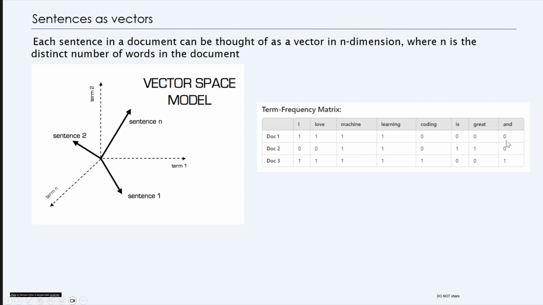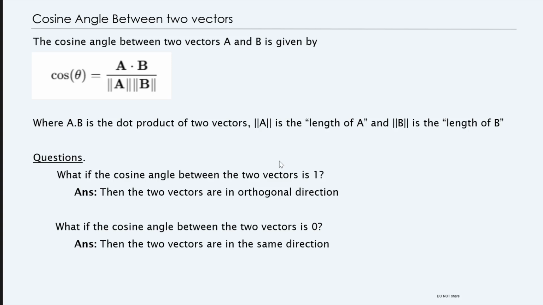So you have these documents as vectors, and we can ask questions like, how close are these vectors? What's the angle between document 1 and document 2, and document 2 and document 3? Those things can tell you maybe how close they are in terms of their word composition.